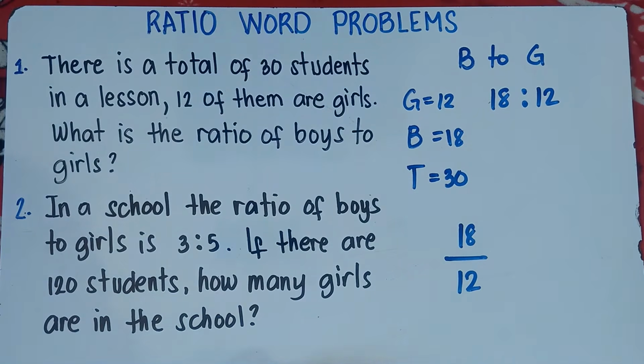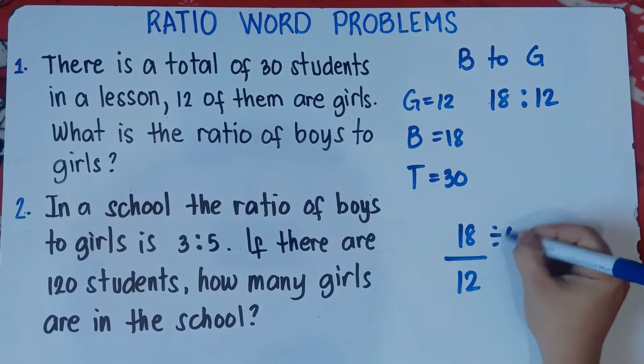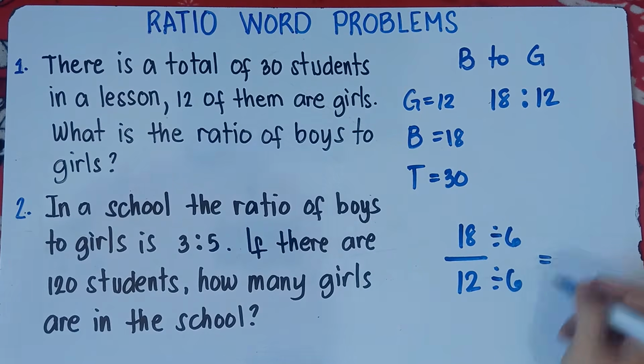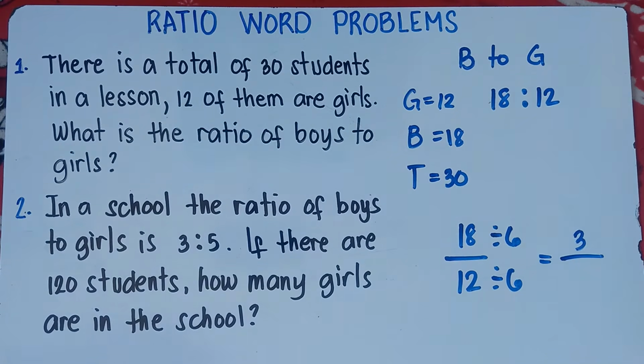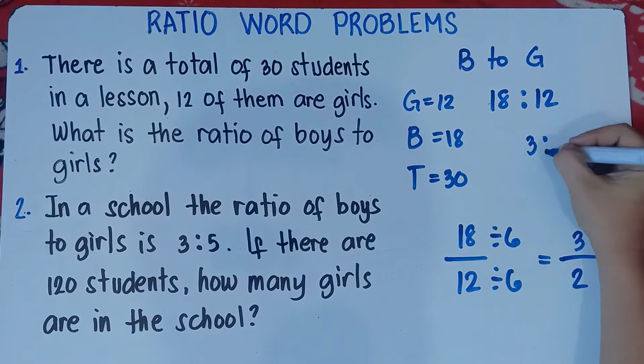Can we reduce 18 and 12? Yep. You find the GCF, the greatest common factor. That's correct. We can divide this one by 6. So 18 divided by 6, that is 3. 12 divided by 6, that is 2. So our answer, class, that would be 3 is to 2. For every 3 boys, there are 2 girls. So the ratio, that would be 3 is to 2.